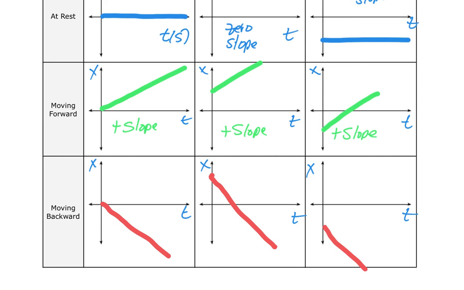So the biggest difference here is that now, instead of a positive slope, we have a negative slope for each of these situations. So if you have a negative slope, you know that the object is moving in the negative direction, meaning either backwards or maybe down or something like that.